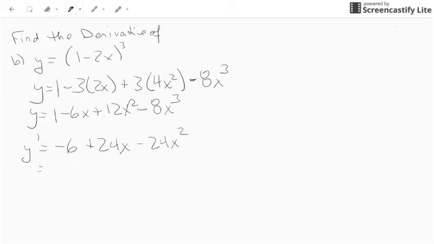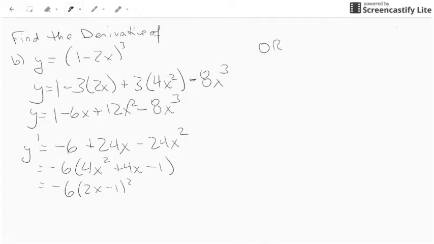Now, when I take a quick look at that, I see a common negative 6 that I'm going to factor out. And I'm going to change the order of everything here. That's going to give me 4x squared plus 4x minus 1. And looking at that, when I factor it, I'm going to get negative 6 times (2x minus 1) squared. Okay, so there's my derivative. And I did that sort of the long way.